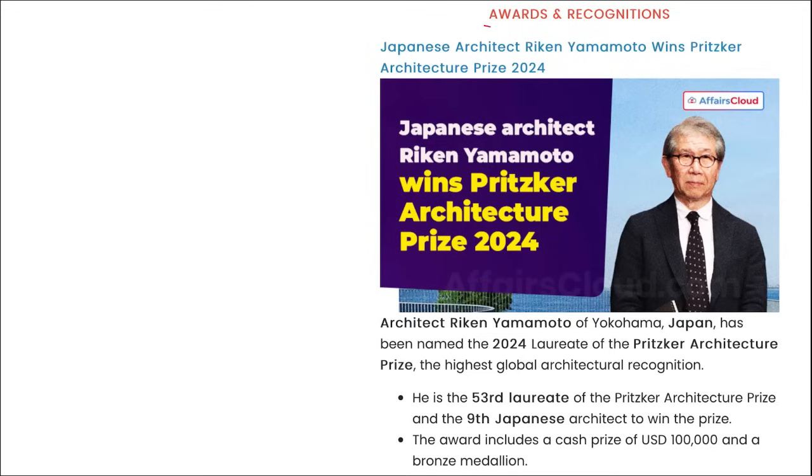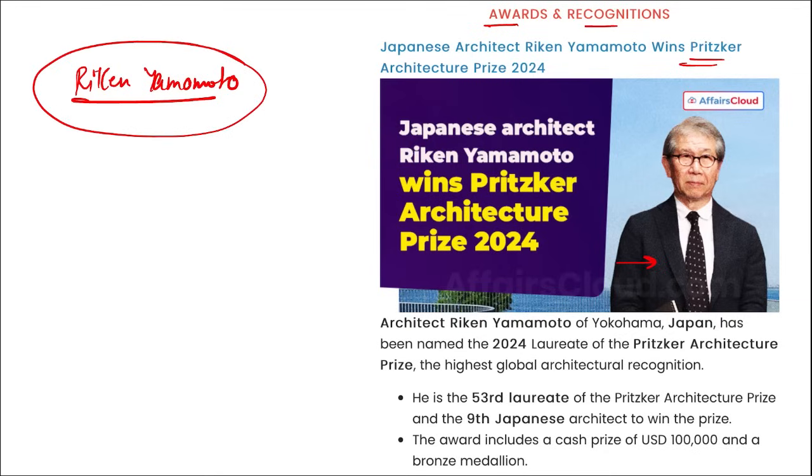Next is awards and recognition. Japanese architect Riken Yamamoto has won the Pritzker Prize for architecture for 2024. As you can see in the picture, this Pritzker Prize is given in the field of architecture, right? And architect Riken Yamamoto of Japan has been named as the 2024 laureate of the Pritzker Architecture Prize.